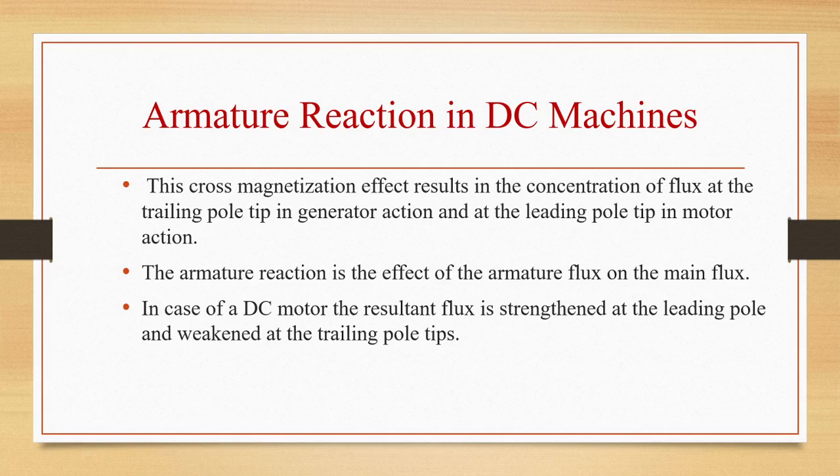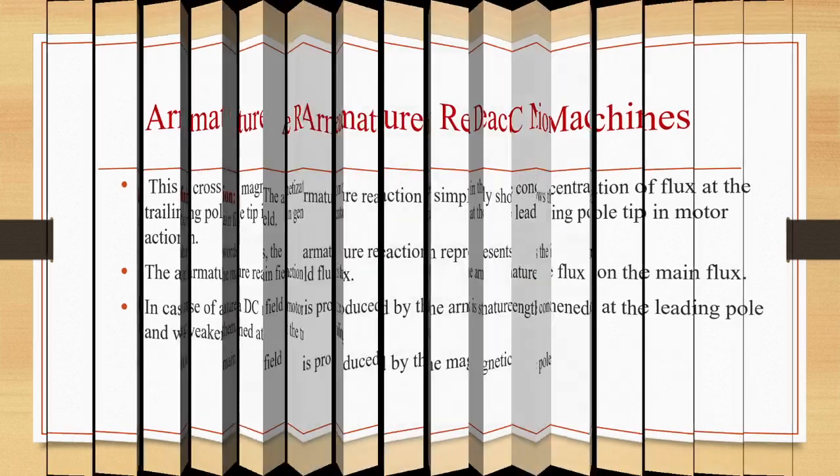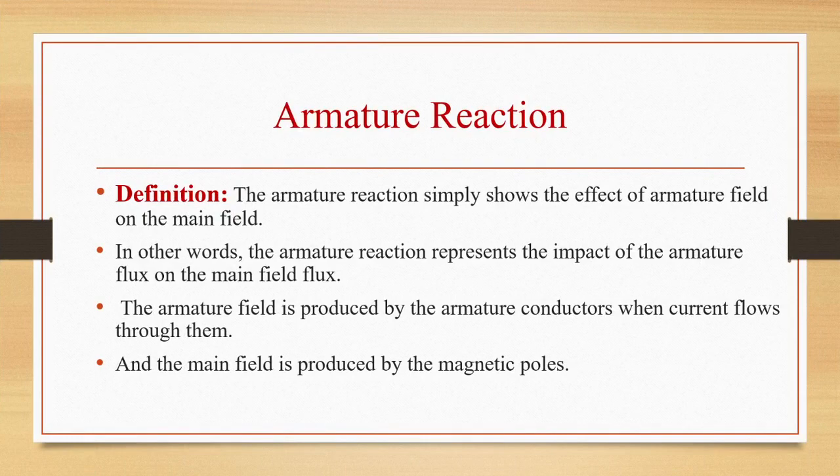In case of a DC motor, the resultant flux will be strengthened at the leading pole tip and weakened at the trailing pole tip. Armature reaction simply shows the effect of the armature field on the main field. In other words, armature reaction represents the impact of the armature flux on the main field flux.